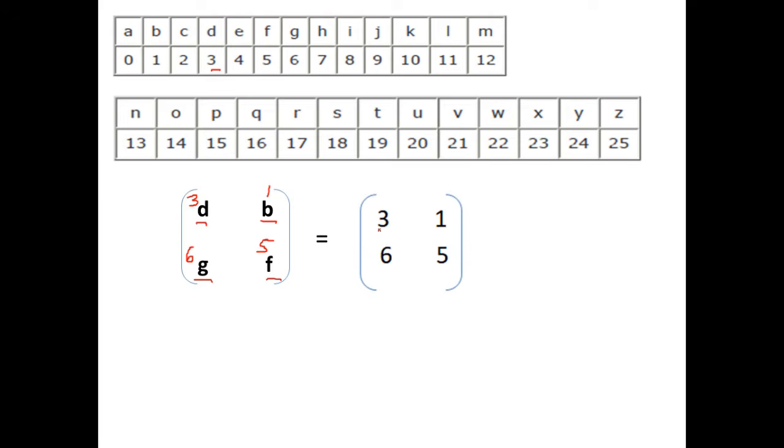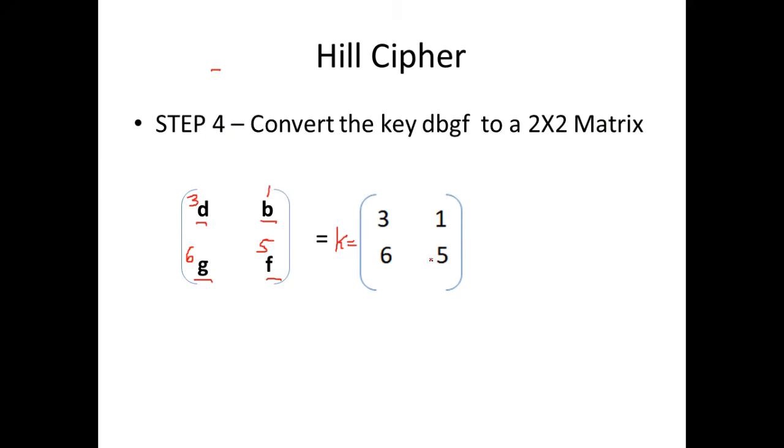So the key K that we are going to use is 3165. So our key is finally done. This is the key that we'll be using in our encryption.